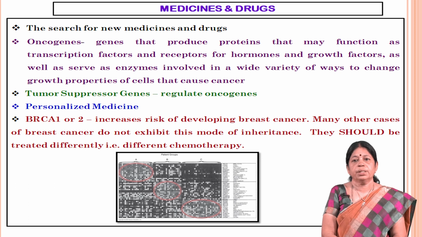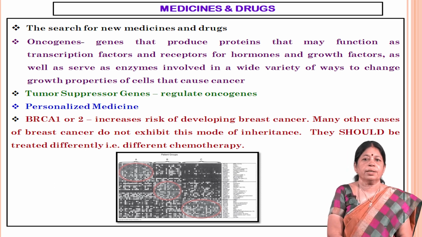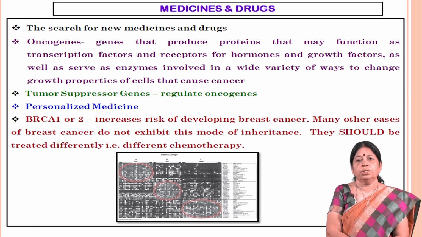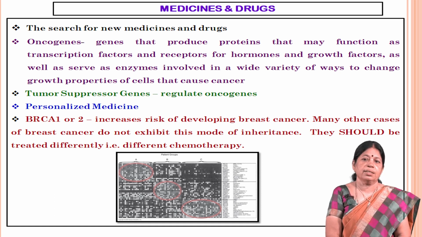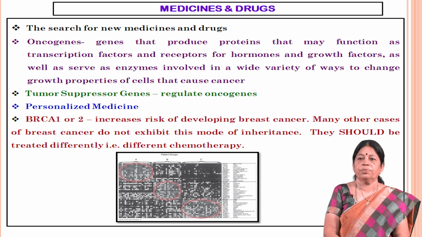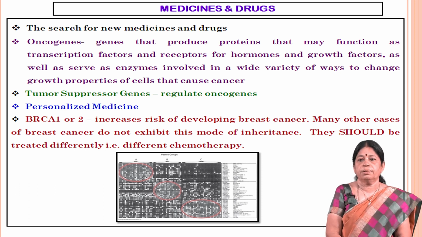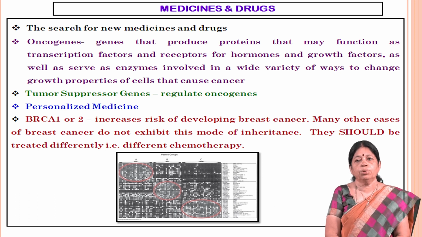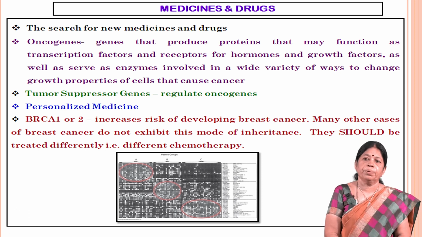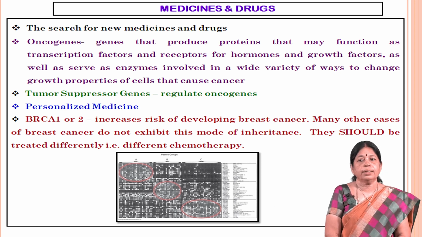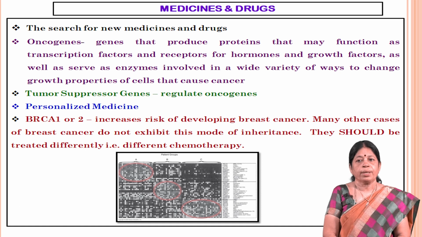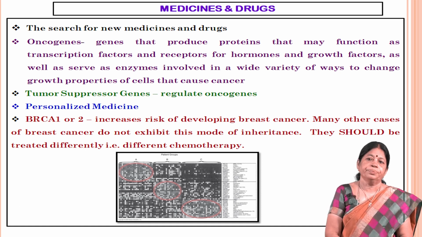Then personalized medicines. For breast cancer, BRCA1 or BRCA2 can be used to indicate an increased risk of developing breast cancer. Many other cases of breast cancer do not exhibit this mode of inheritance. So they should be treated differently, that is with different chemotherapy. Chemotherapy is nothing but the treatment. Radiotherapy means passing a sufficient amount of radiation to eradicate the cancerous cells or to suppress the growth of the cancerous cells.